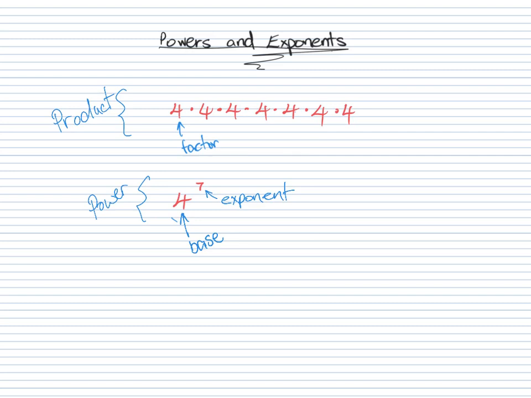So for example, if I said to you, write a to the 4th as a product, what would you do? Well, hopefully you'd write a multiplied by a, how many times? By itself, 4 times. And that would be the answer, a to the 4th as a product.